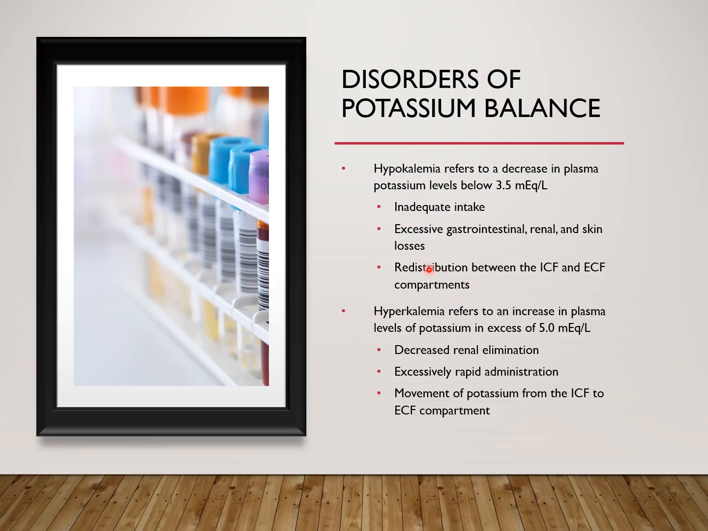It can also happen if there's a significant redistribution between the ICF and the ECF compartments, meaning we've moved a significant amount of potassium, maybe from the extracellular into the intracellular compartment. So this might happen maybe in a patient with a significant shift because of acid-base issues, where again we're moving potassium into the cell, leaving behind a hypokalemic vasculature. Hyperkalemia refers to an increase in plasma levels in excess of 5 milliequivalents per liter.